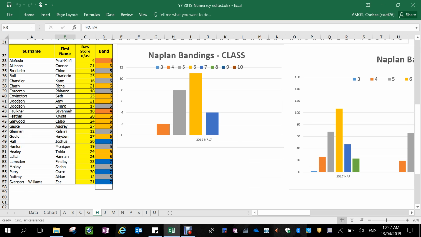So if you scroll down on this tab, you'll have your class list and you'll have a raw score, which is how many they got correct out of 49, and it will also have a rough banding, bearing in mind that our NAPLAN practice test is all multiple choice and it doesn't exactly replicate NAPLAN. So it's just a rough idea.